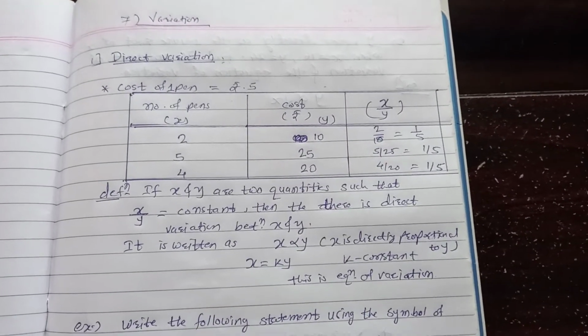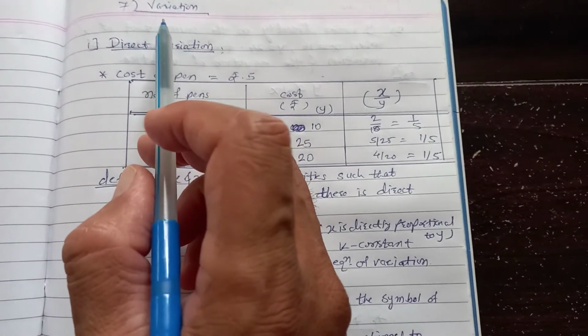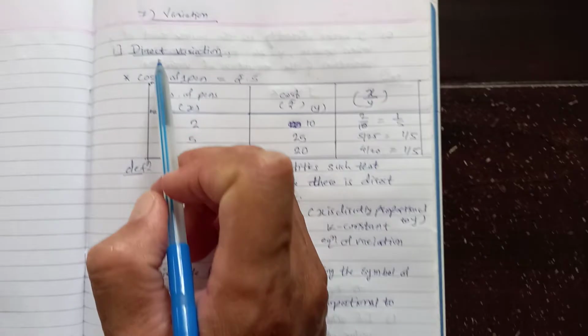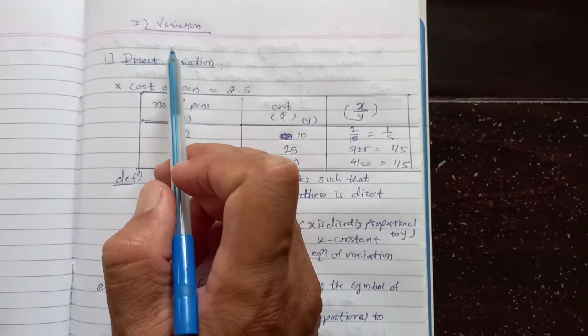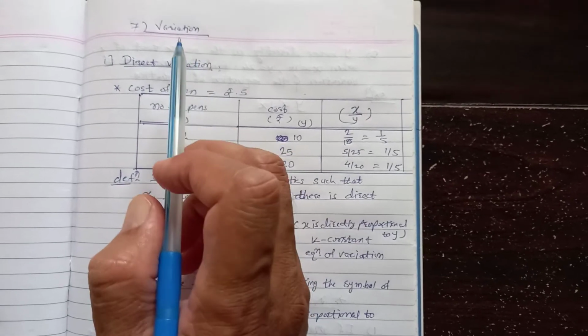Now your unit test is already over. Now the seventh lesson is variation. Now see, what does variation mean? We compare two quantities. What are the two quantities here?